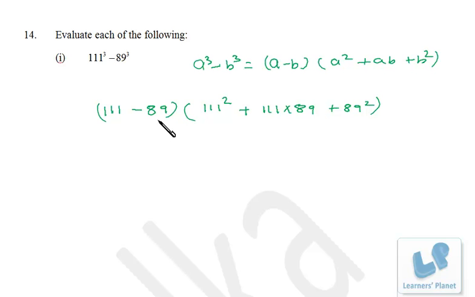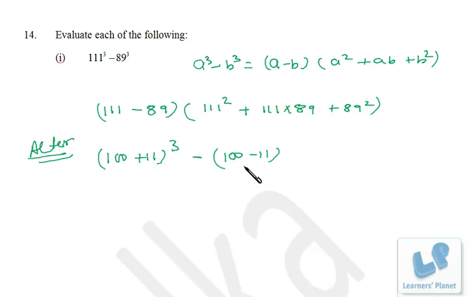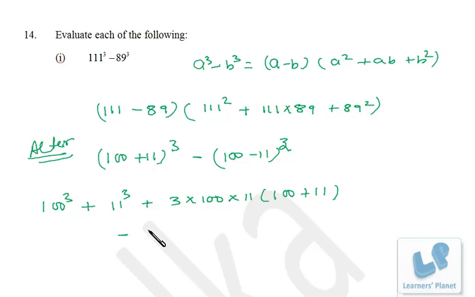Or it looks tedious. What alternatively you can do is, 111 can be written as 100 plus 11. So it's (100 plus 11) cube, and this is (100 minus 11) cube, right? So rather than this, we can go for this method because this will be really simpler. Now this is a plus b whole cube, so it's a cube plus b cube plus 3ab into (a plus b), right? Minus this is a cube minus b cube minus 3ab into (a minus b), right?